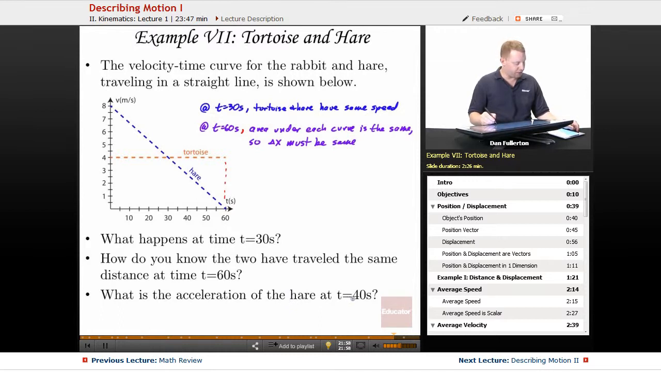And what is the acceleration of the hare at t equals 40 seconds? Well, what I would do is I would go over here to t equals 40 seconds and take a look and say the slope of the line right there should give you the acceleration. Acceleration is the slope, or change in velocity over change in time. The slope of that line is -8 meters per second over 60 seconds, which is -4 over 30, -2/15 meters per second squared. So that would be the hare's acceleration.